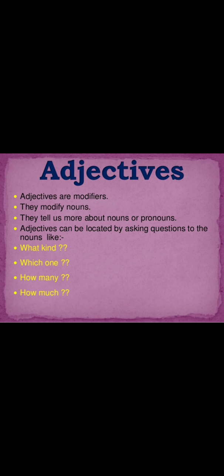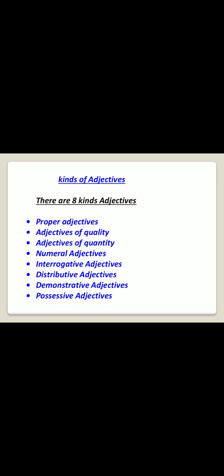Come, let us see adjectives. Adjectives are modifiers. They modify nouns. They tell us more about nouns or pronouns. Adjectives can be located by asking questions to the nouns like what kind, which one, how many, how much, etc. We can ask many questions about adjectives.